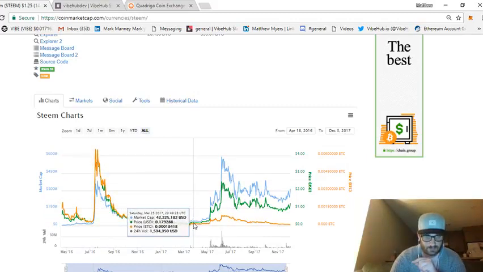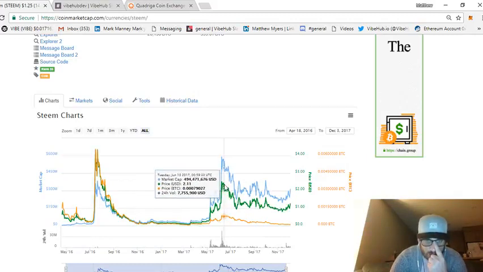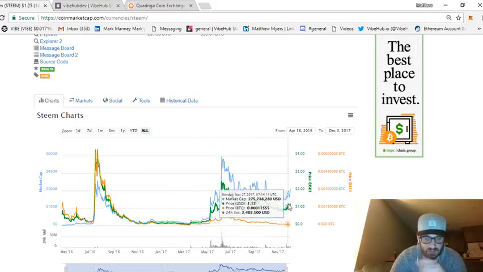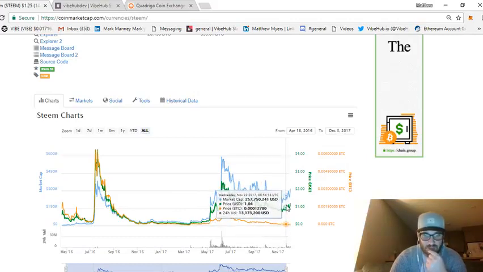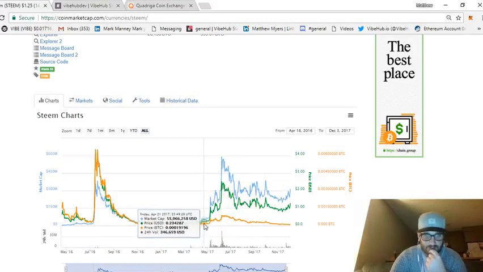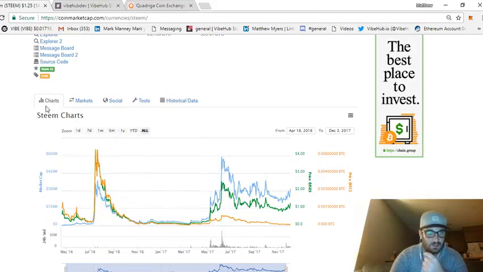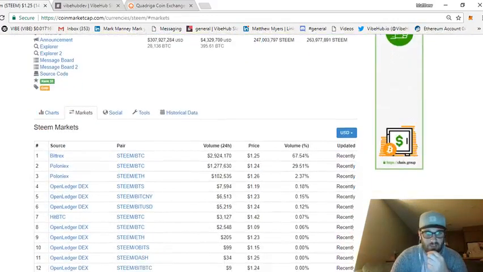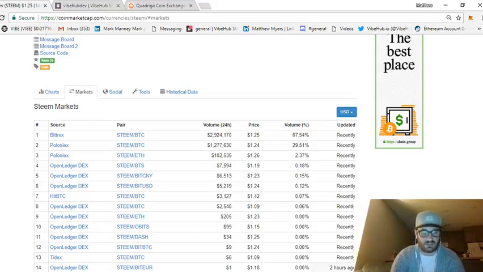Steem went from 40 million in March to 500 million in June. It's now consolidating at around 250. So it's a pretty sweet run up. And then you can see their chart. Then you go to markets, and markets is all the exchanges it's listed on.